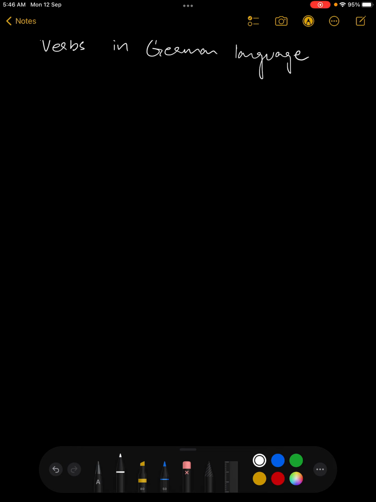So let's see what a German verb looks like first of all, in its infinitive form. The infinitive form is one which is not conjugated, which is the default form of any verb. I'll write it down. Infinitive form.